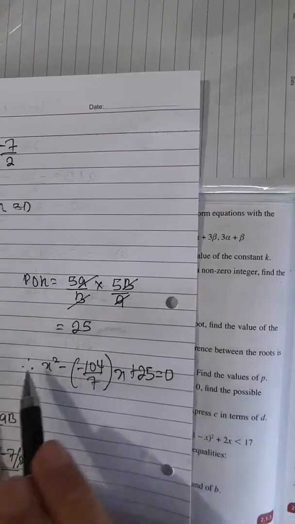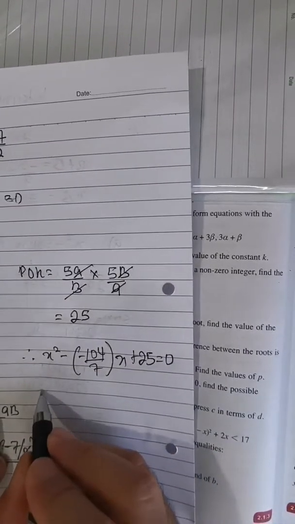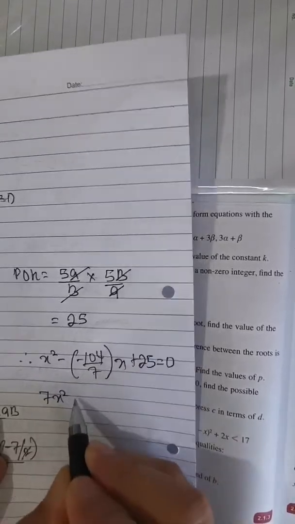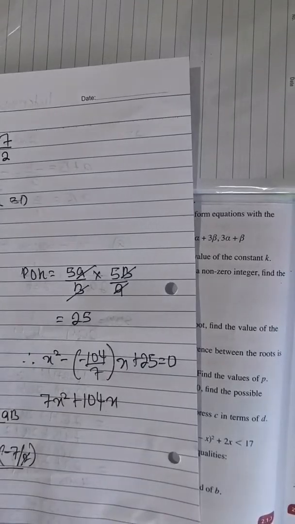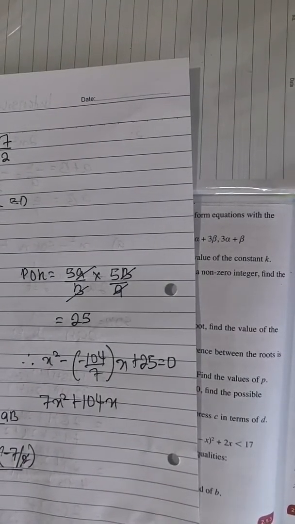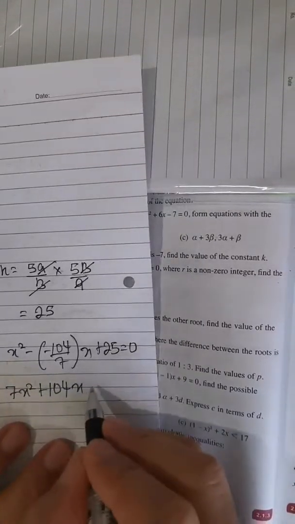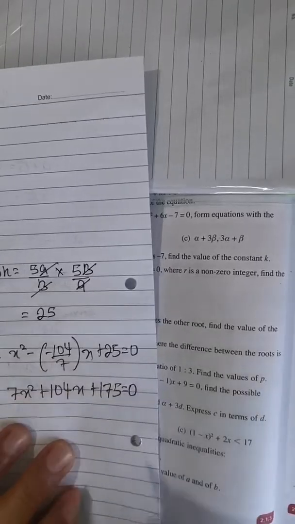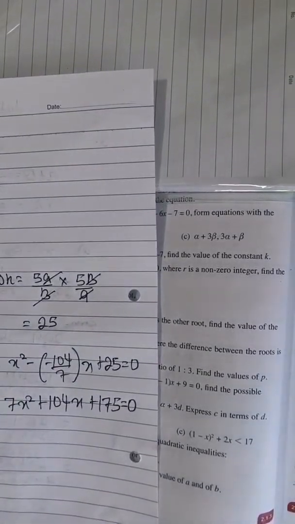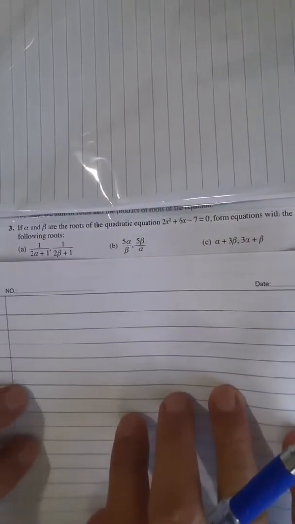To simplify without the fraction, we multiply everything by 7. So we have 7x squared plus 104x, and 25 times 7 will be 175, plus 175 equals 0. Okay, done with question number 3B. Now 3C.